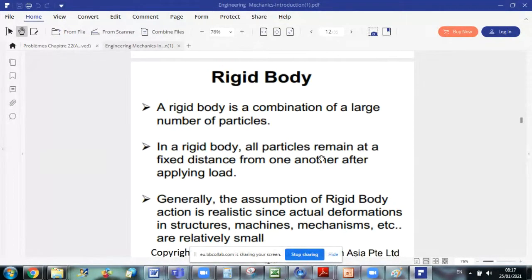So a rigid body is a combination of a large number of particles. In a rigid body, all particles remain at a fixed distance from one another after applying a load. In general, the assumption of rigid body action is realistic since actual deformation in structures, machines, and mechanisms can be neglected.